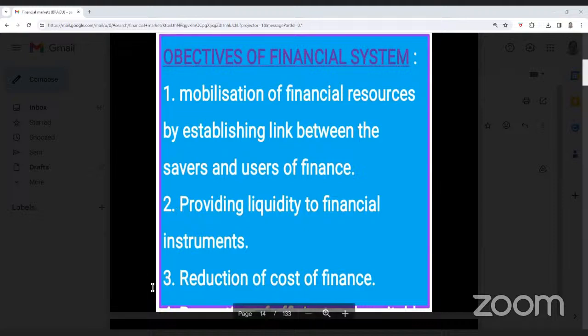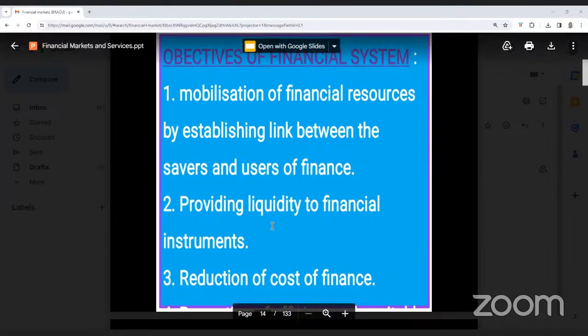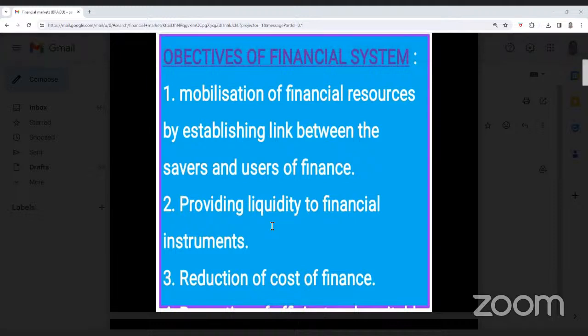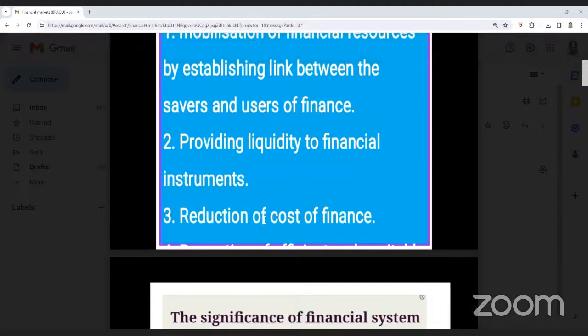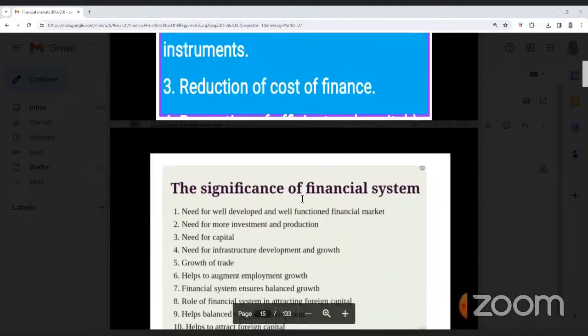And providing liquidity to financial instruments. Liquidity means we are giving cash to the financial institution. And reduction of the cost of finance, where you are reducing it.